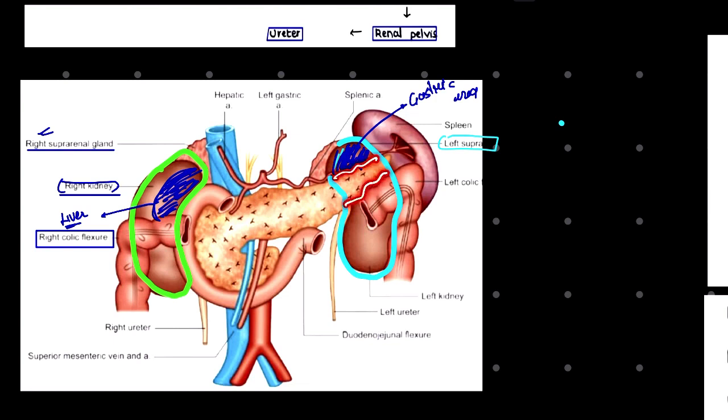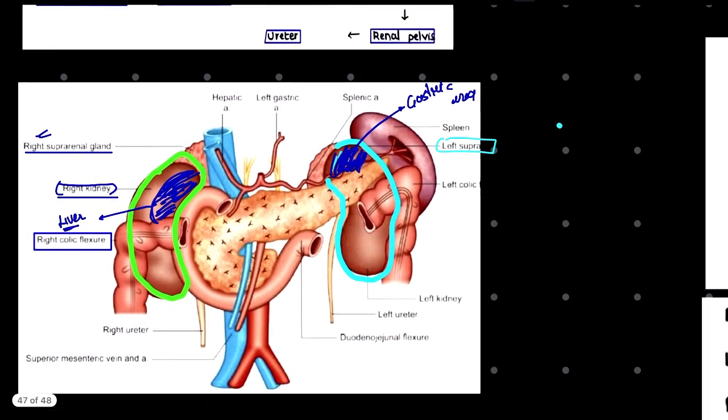We have some part of the body of pancreas, not the tail. The tail is in relation with the hilum of the spleen, not of the kidney, right? Okay, that is the important point. So we talked about the left suprarenal gland, we talked about the spleen, and we talked about the gastric area.